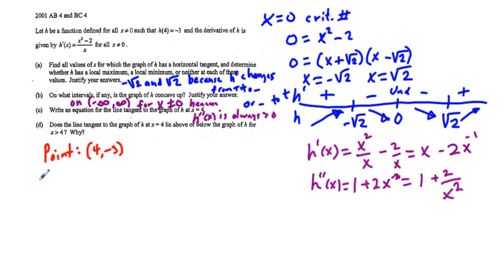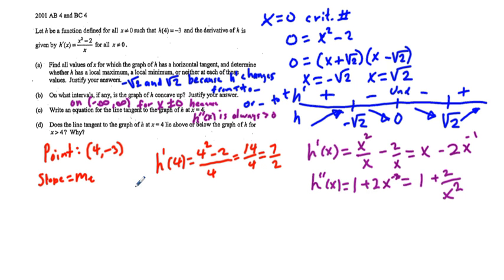So slope, which equals, call it m sub t. Well, to find our slope, we can plug 4 into h prime of x here. So we're going to say h prime of 4 is equal to 4 squared minus 2 over 4, which equals 16 minus 2, that's 14 over 4, which equals 7 halves, 7 over 2.